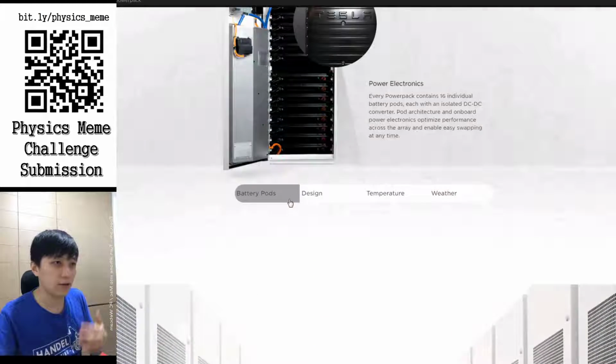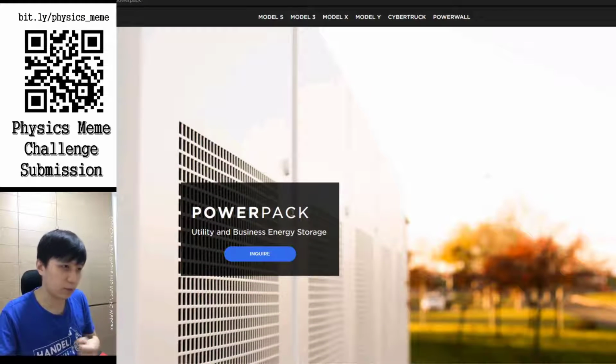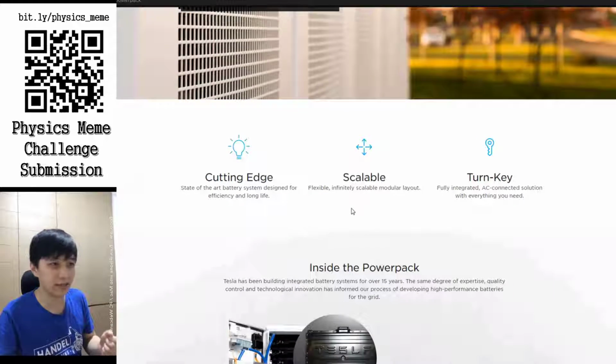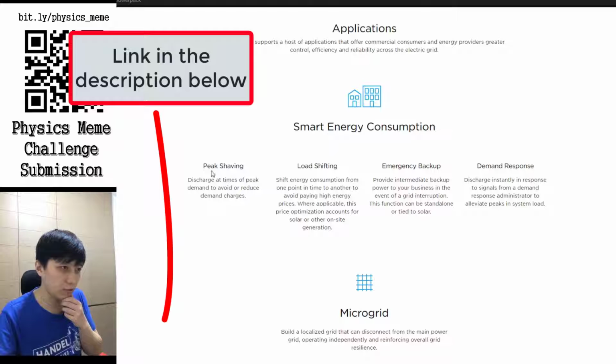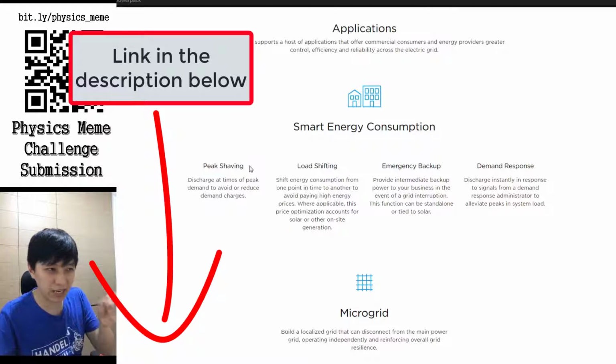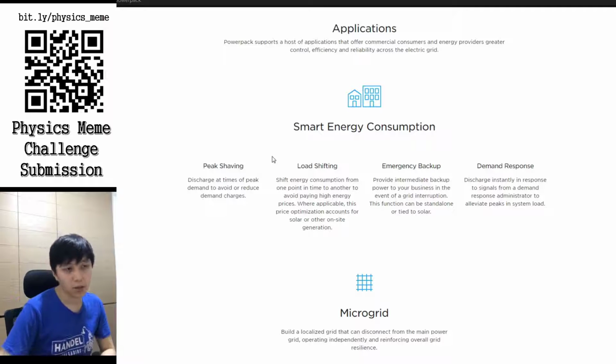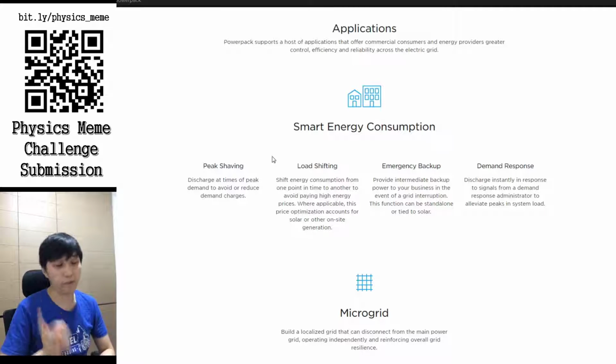Even they put this up on their Tesla website as well. It's called a PowerPack. Alright, and it's something that you can do to do something called peak shaving. So basically like what we do for pump storage scheme. So this is the first approach that people are now planning to do.